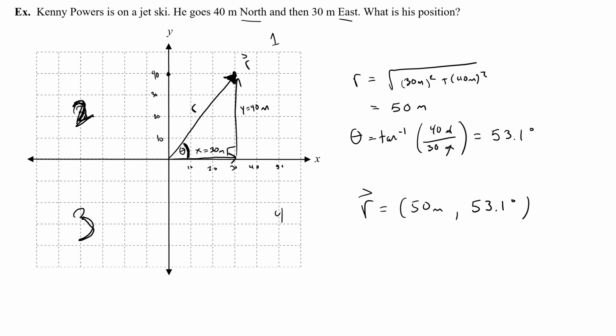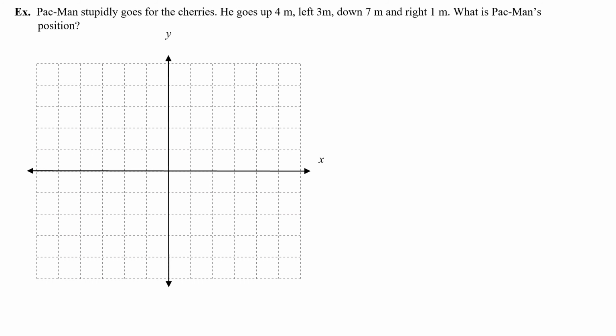Great, let's do another example. PacMan stupidly goes for the cherries. He goes up 4 meters, left 3 meters, down 7 meters, and right 1 meter. What is PacMan's position? Okay, so this actually is a little confusing because there's so many different directions.